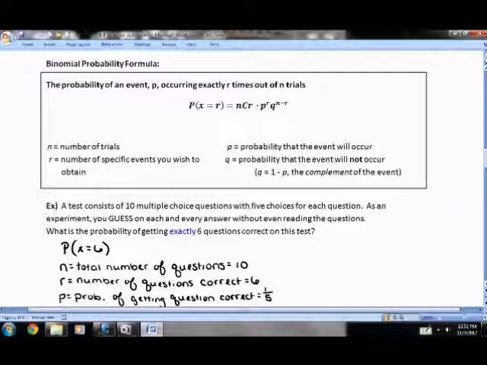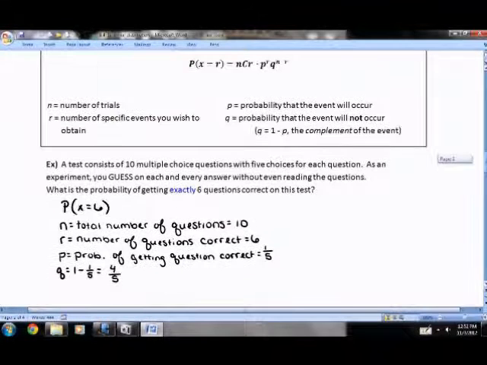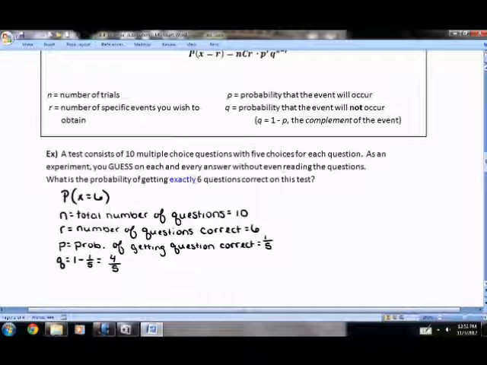So for example, let's look at this first problem. A test consists of 10 multiple choice questions with 5 choices for each question. As an experiment, you guess on each and every answer without even reading the question. What's the probability of getting exactly 6 questions correct on this test? When you see exactly, that's telling you what your x is going to equal. It says x equals 6, because you want 6 out of the 10 questions correct.